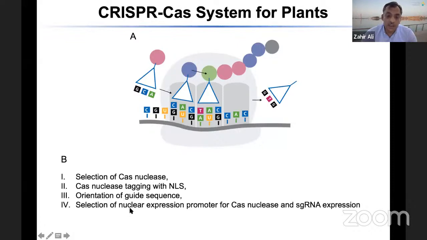Then selection of the nuclear expression promoters. This is the most important one because the genome is in the nucleus, and specifically for the gRNA. For Cas9, we can put the NLS, but the gRNA must be in the nucleus. If it is expressed from a promoter that will take it out of the nucleus, like the Pol II promoter, where all the RNA expressed from it goes out, it's a problem. So we need a Pol III promoter to express the gRNA to keep it inside the nucleus. And when the NLS with the Cas9 is there, it can work on the genome for genome targeting.